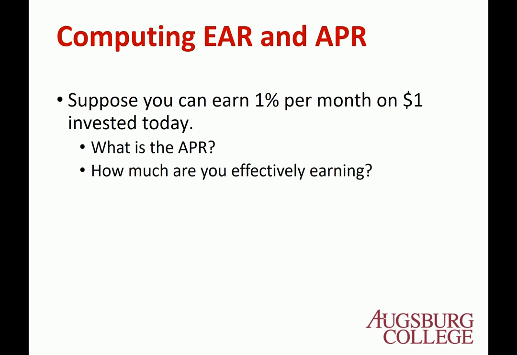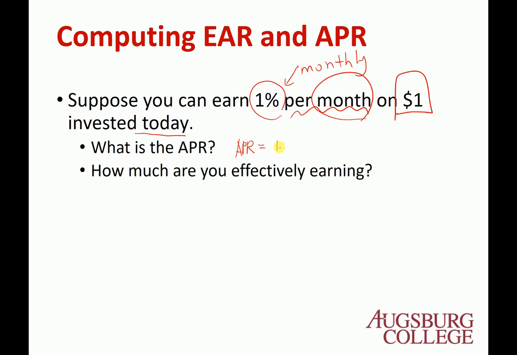Now, suppose you can earn 1% per month, I'm sorry, not per year, on $1 invested today. What is the APR? This is the monthly rate, so the monthly rate is easy. The monthly rate is 1%. So APR equals 1%, which is the monthly rate, times the number of months per year, which is 12%.